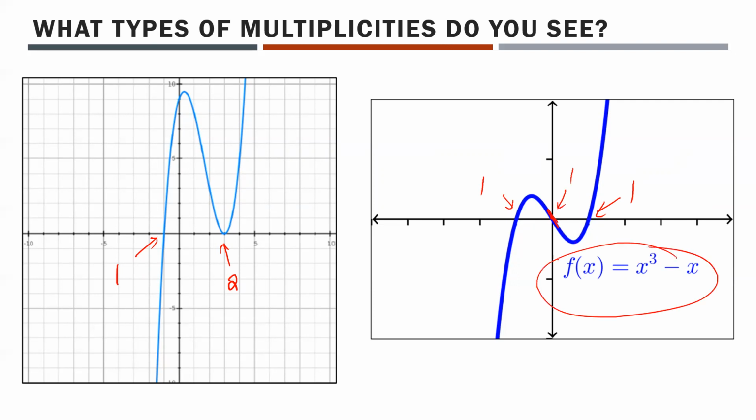And as a matter of fact, when you see the function itself, you can see it's a cubic function, which means the sum of all the multiplicities has to equal 3. So I know that that one's 1 as well.